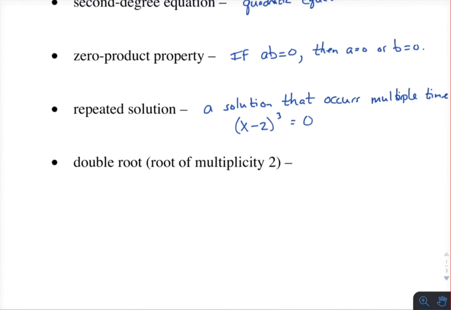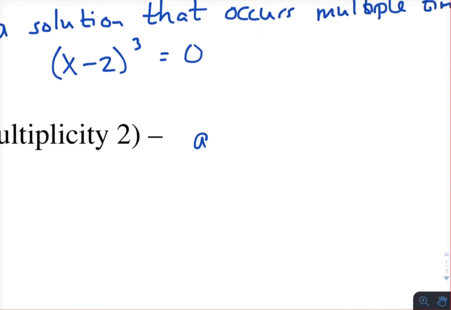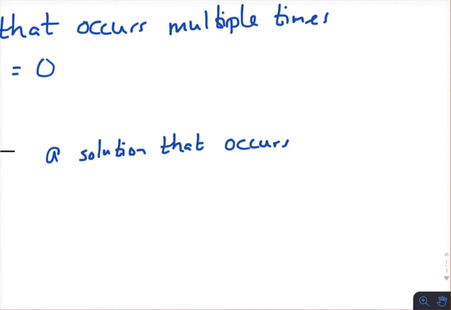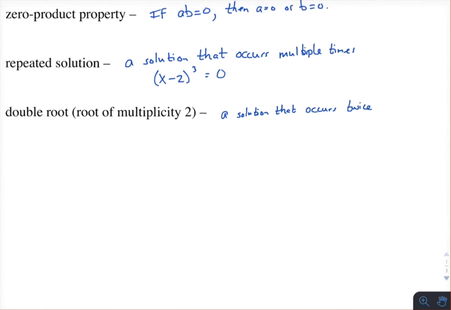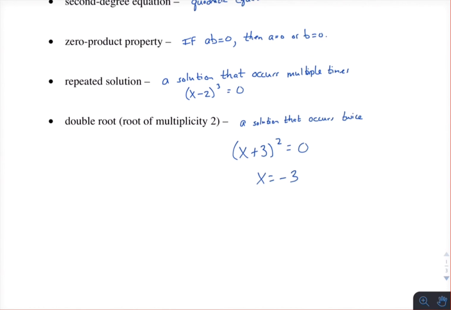And then a double root, also known as a root of multiplicity 2, is a solution that occurs twice. So similar to the example above, let's say that it was x plus 3 squared equals 0. Then x equals negative 3 is one solution, but it occurs twice because it was a quadratic equation. Therefore, we were expecting 2 solutions. We only got 1. Therefore, it must happen twice.